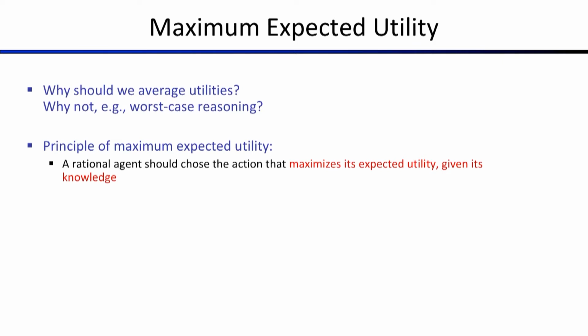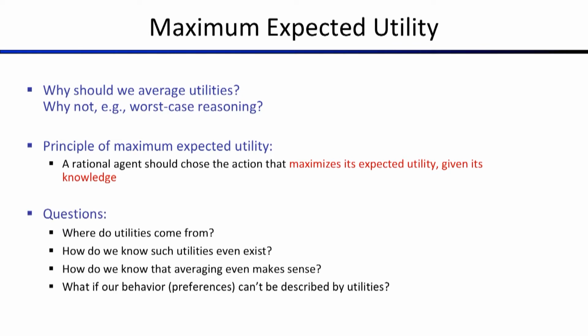What we call a rational agent is one that chooses the actions that will maximize expected utility given the knowledge of the world the agent has so far. Okay? So, but then this leaves some questions. Where do these utilities come from? How do we know they even exist? How do we know that averaging even makes sense? And what if our behavior cannot be described by utilities? What do we do then?